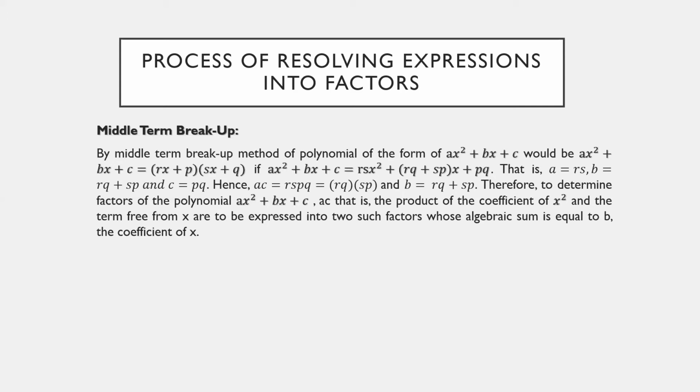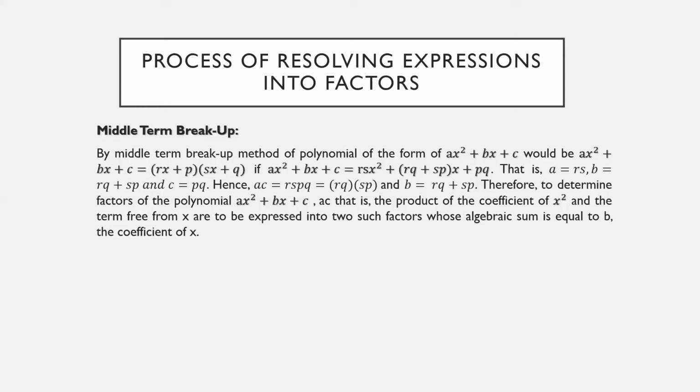Hence ac equals rs plus rs pq, that is rq into sp, and b, which is rq plus sp. Therefore, to determine factors of the polynomial ax square plus bx plus c, ac, that is the product of the coefficient of x square and the term free from x, is to be expressed into two such factors whose algebraic sum is equal to b, the coefficient of x.